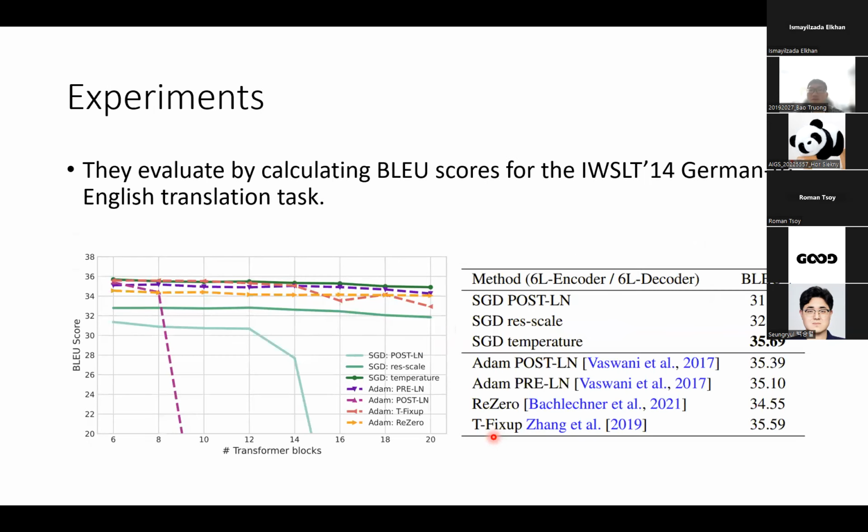In their experiments on German to English translation tasks, they reveal that this simple trick significantly boosts the expected result when training transformers with just SGD, and the same result can be observed in vision tasks.